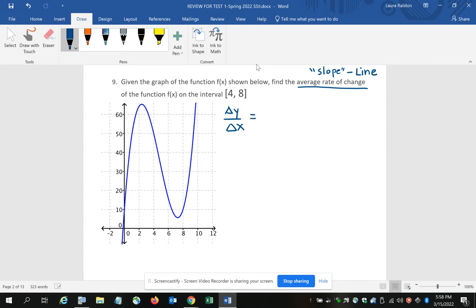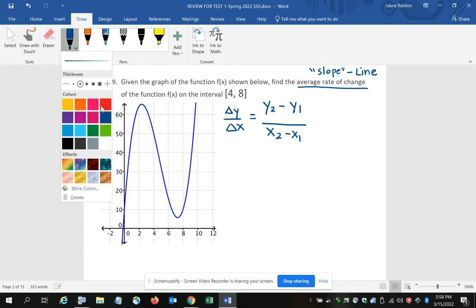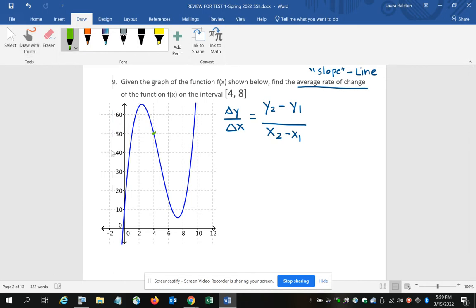And so we would have y2 minus y1 divided by x2 minus x1. And it tells us that we want to look at that rate of change between the x value of 4 and the x value of 8. So at 4, here's my x value of 4. I have the ordered pair (4, 50).